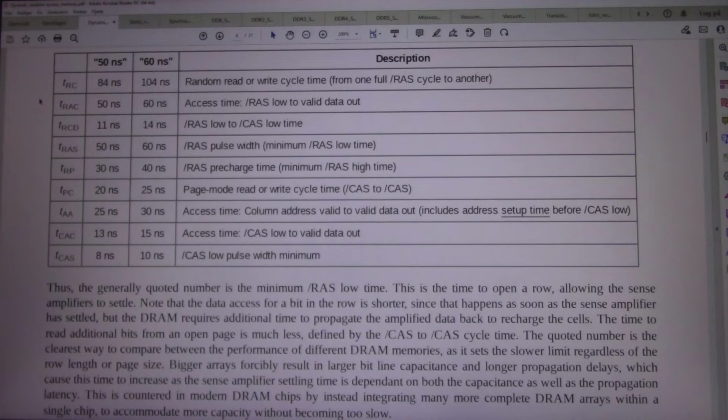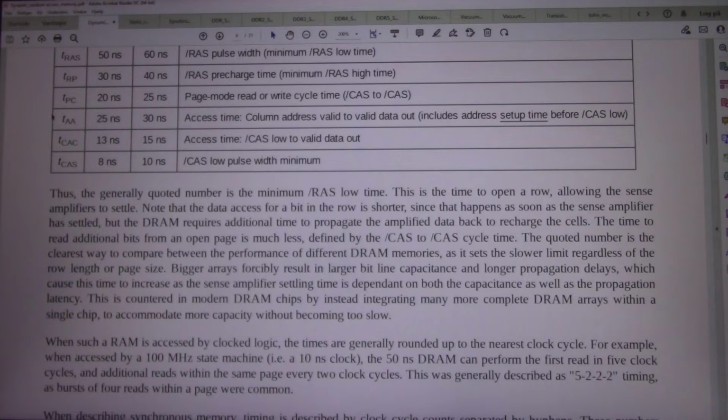tRP, 30 ns, 40 ns, /RAS precharge time, minimum /RAS high time. tPC, 20 ns, 25 ns, page mode read or write cycle time, /CAS to /CAS. tAA, 25 ns, 30 ns, access time, column address valid to valid data out, includes address setup time before /CAS low. tCAC, 13 ns, 15 ns, access time, /CAS low to valid data out. tCAS, 8 ns, 10 ns, /CAS low pulse width minimum.